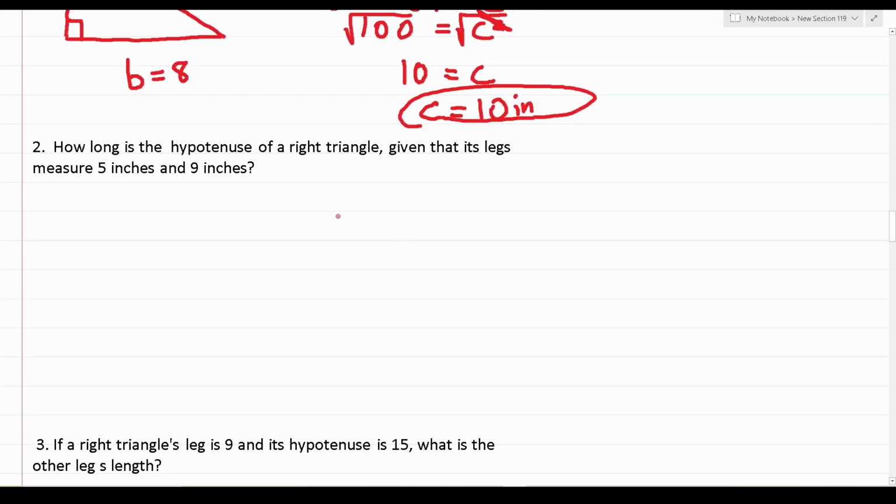Let's take a look at another example here. How long is the hypotenuse of a right triangle, given that its legs measure 5 inches and 9 inches? So let's quickly make a sketch of a right triangle.